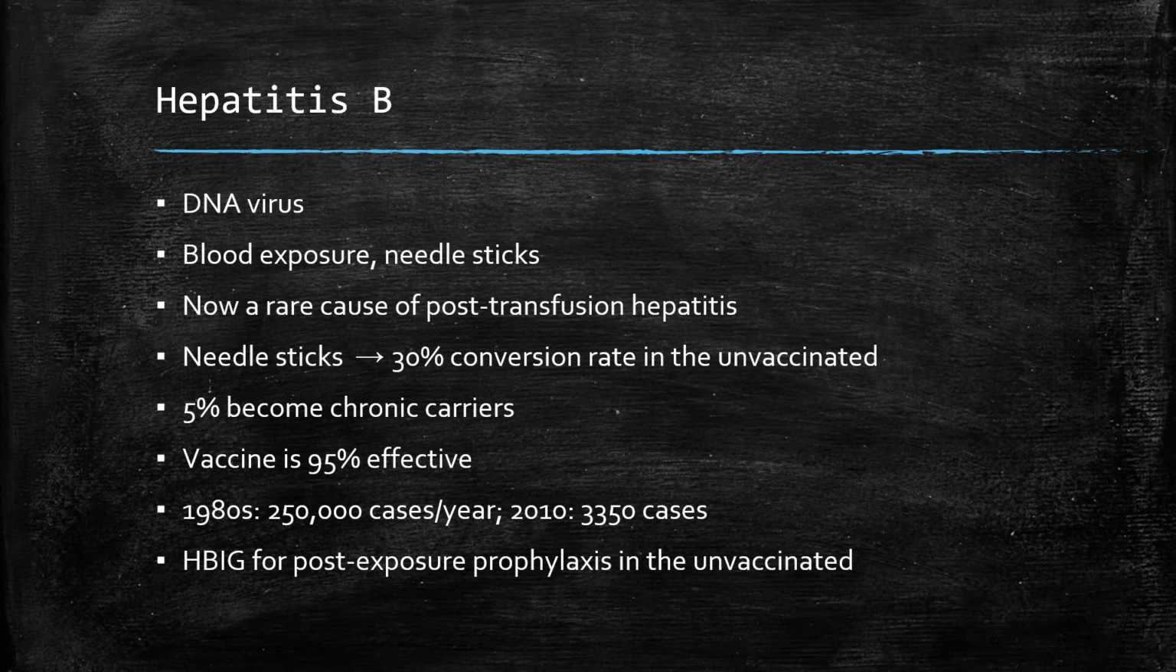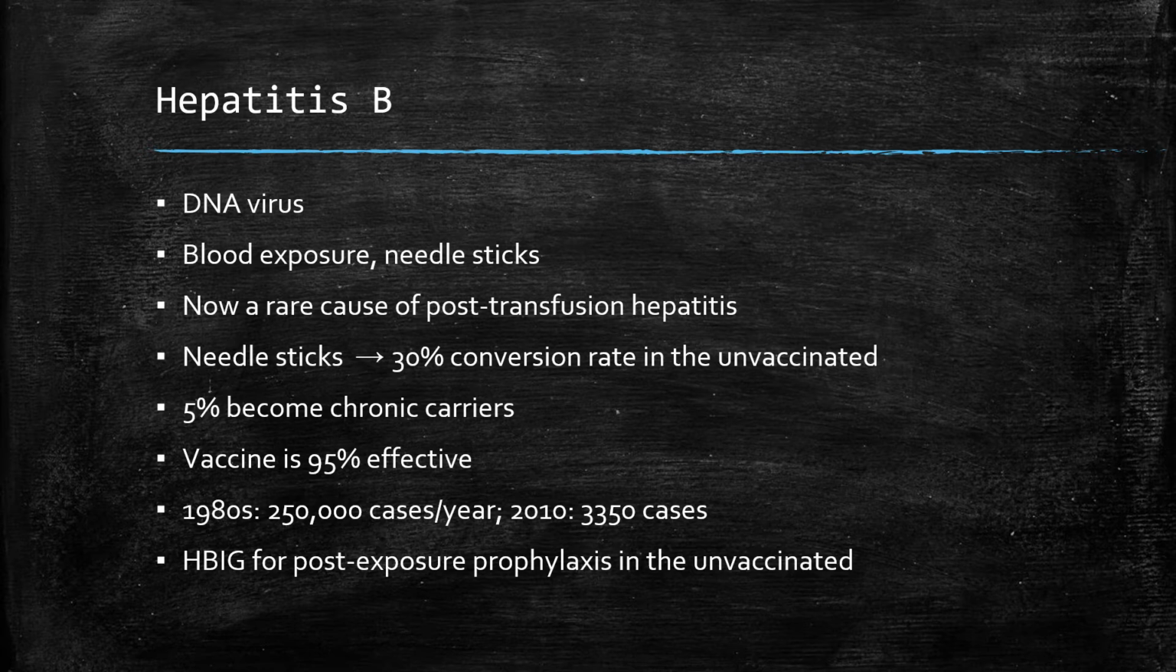Hepatitis B is a DNA virus that is now a very rare cause of post-transfusion hepatitis. If an unvaccinated healthcare worker gets a needle stick from a hepatitis B positive patient, there's a 30% conversion rate, and about 5% of these needle sticks will go on to become chronic carriers. Fortunately, there's now a very effective vaccine that will prevent conversion in the greatest majority of cases.